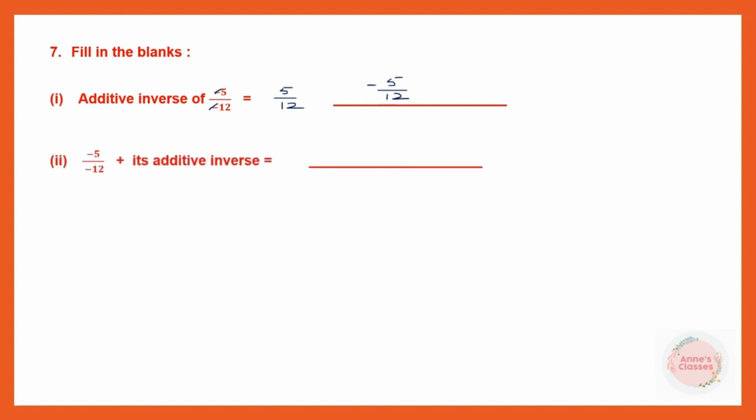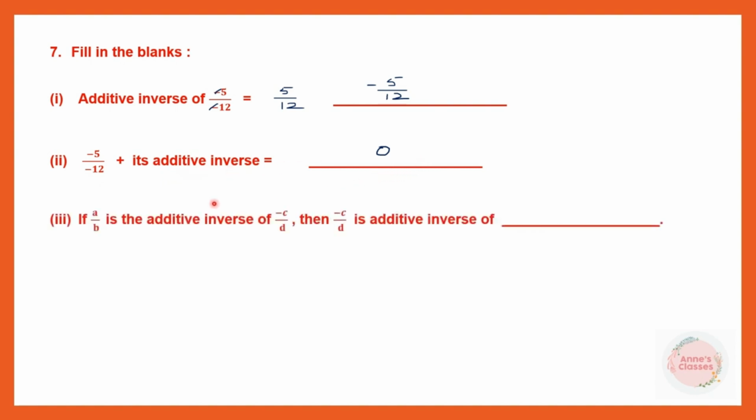Question 2, minus 5 by minus 12 plus its additive inverse. Now additive inverse is this. So this plus this is equal to 0. Okay, that's why it's called the additive inverse. When you add up a rational number and its additive inverse, your answer will be 0.